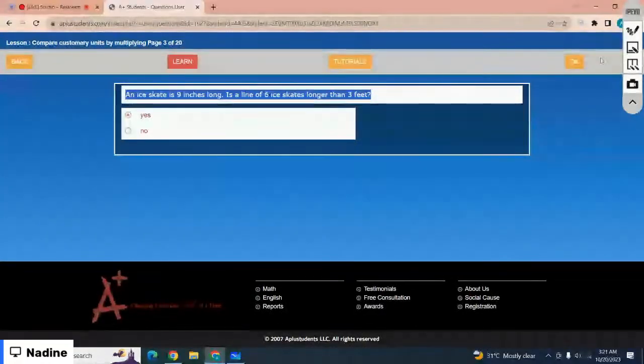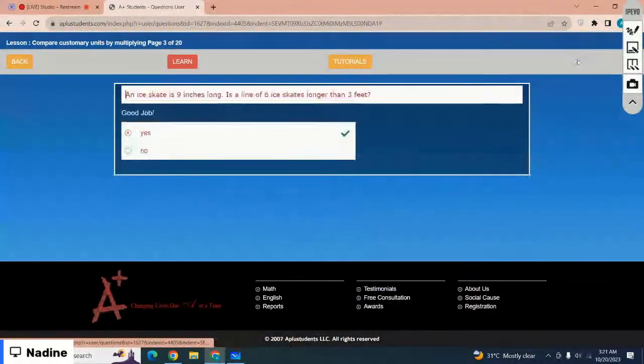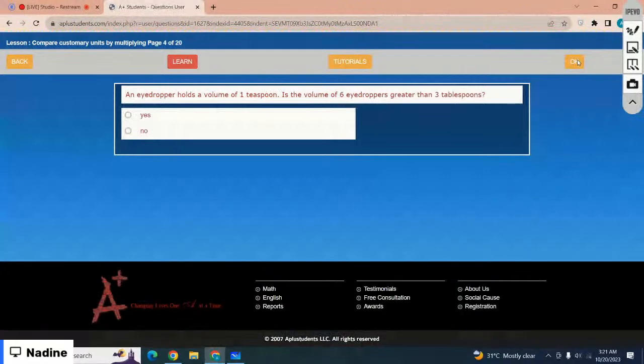The basic thing you have to learn here is when you are comparing two quantities, they must be in the same units, right? You cannot compare feet to inches until they are in the same units, right? An eyedropper holds a volume of 1 teaspoon. Is the volume of 6 eyedroppers greater than 3 tablespoons? One eyedropper has a volume of 1 teaspoon, right? That means 6 eyedroppers have a volume of 6 teaspoons, right?